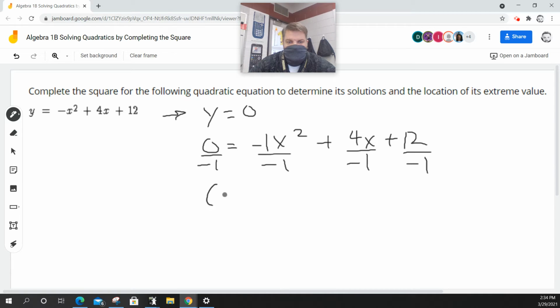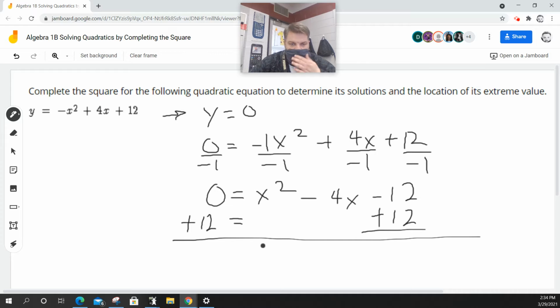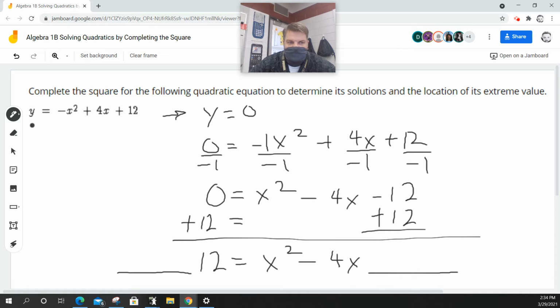So anyway, 0 divided by negative 1 is 0. Negative 1 divided by negative 1 is just x squared. 4 divided by negative 1 is minus 4x. And then 12 divided by negative 1 is negative 12. Again, we're going to move the constant to the other side, add 12 to both sides of the equation. And I've got 12 is equal to x squared minus 4x. My goal is to get the x's on one side and the constant on the other side of the equal sign. I'm going to add something to both sides.